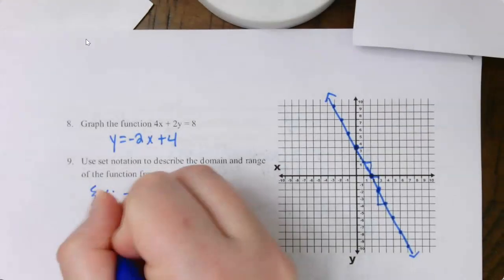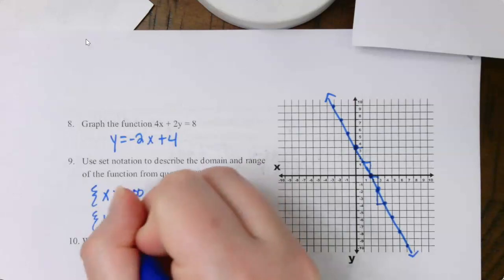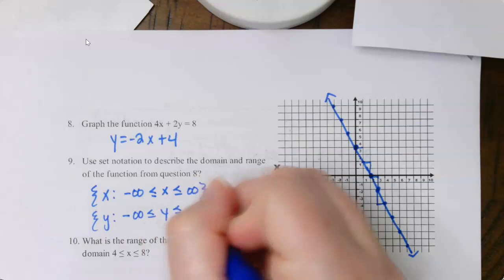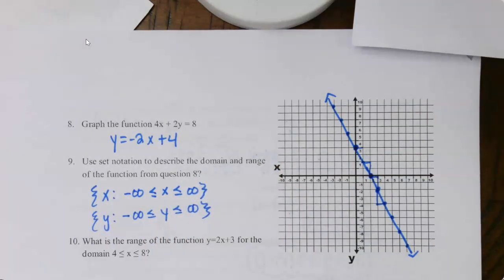Same for y. y is going to be between negative infinity and positive infinity. Okay, that is set notation for all real numbers.